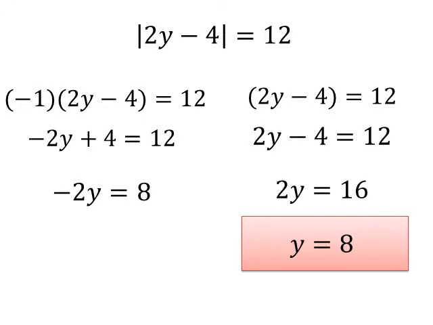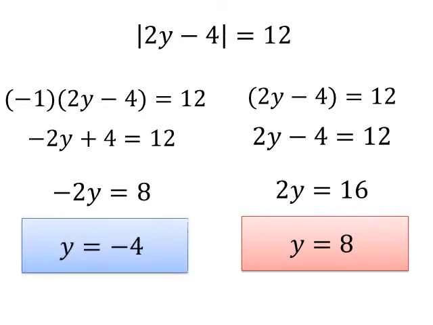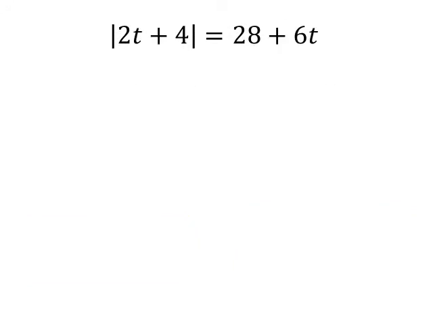Then I would divide both sides by -2, which gives me y equals -4. You have to have both solutions to this problem in order to get full credit. The most complicated thing you're going to see is an absolute value bar on one side of the equation with a variable in it, and on the other side of the equation, the variable outside of an absolute value bar. So let's see what happens when we have that.